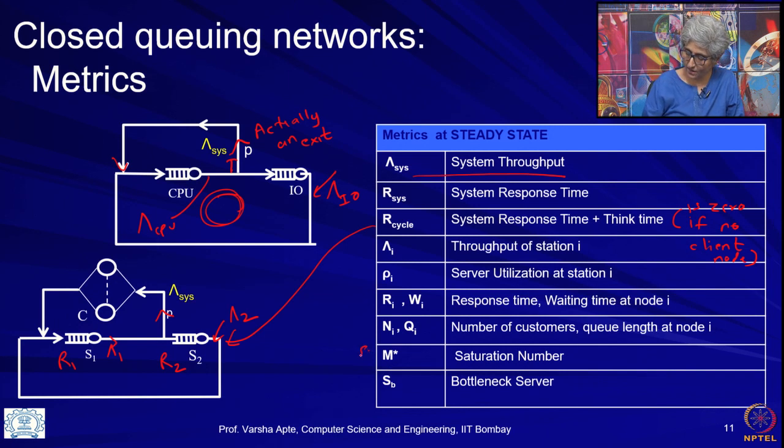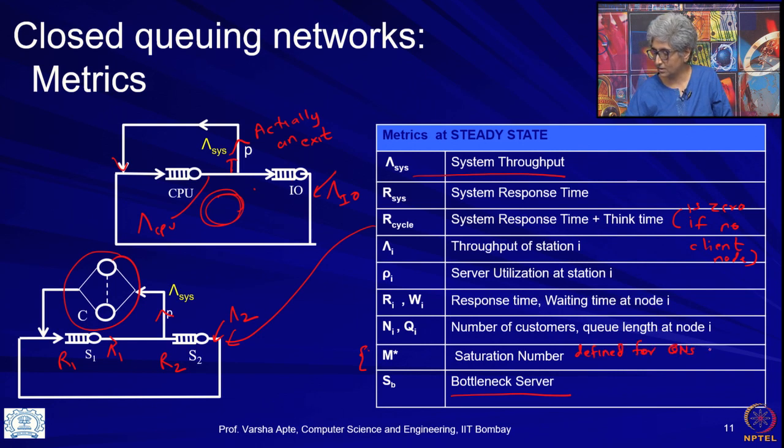Now we have metrics similar to the closed system. Remember there was a saturation number, which was how many users this system supports, and this again exists. This time we just have to make sure that we take into account the capacities of both the servers. And just like open queuing networks, we have a notion of a bottleneck server. M star, the saturation number over here, is going to be the maximum number of requests such that one of these nodes shows full utilization. And M star is actually clearly defined for queuing networks with explicit client node.